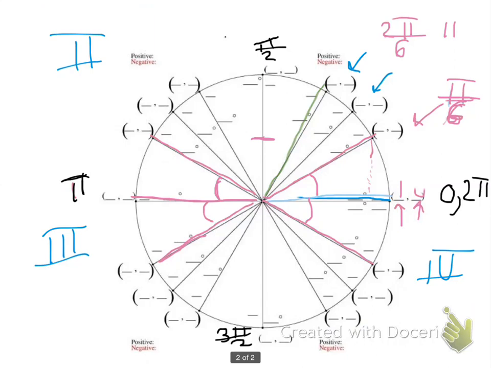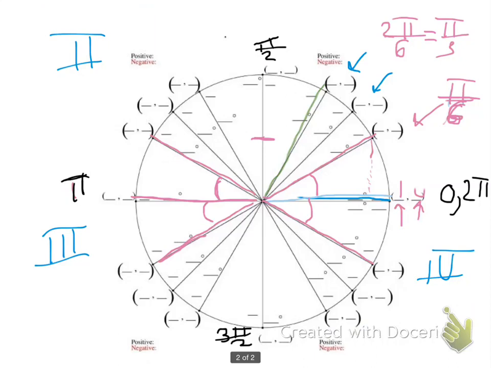Reduces to pi over 3, that's correct. Which means that it doesn't have a denominator of 6, so we're not going to use the reference angle that we've defined here. Okay, let's move on. And what's after 2 pi over 6?